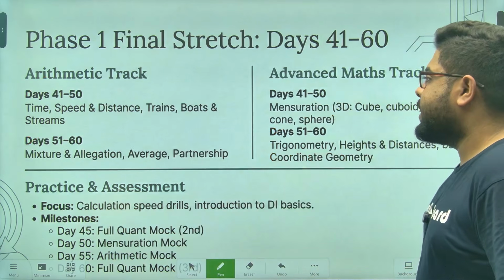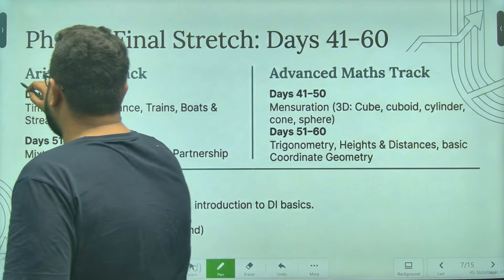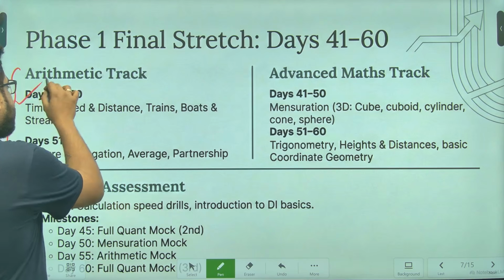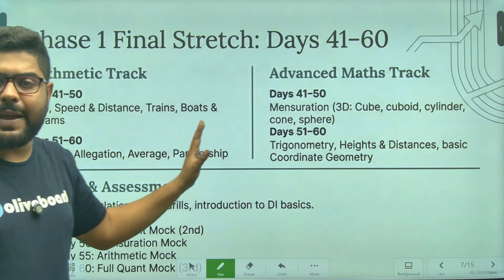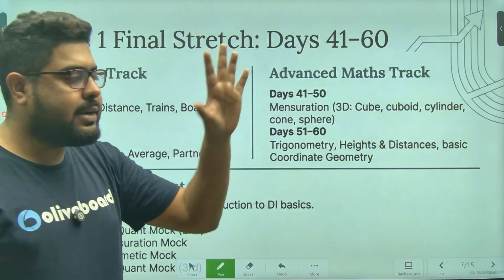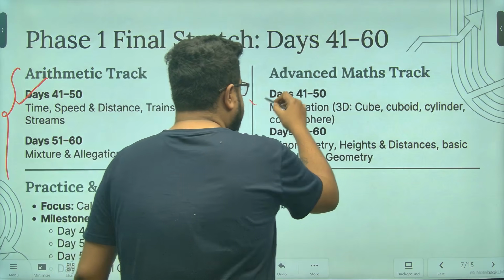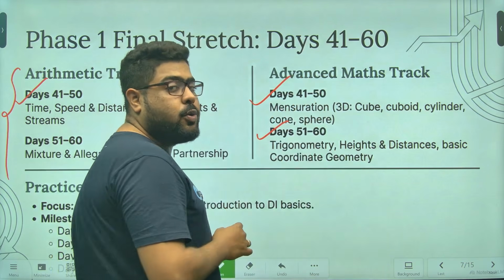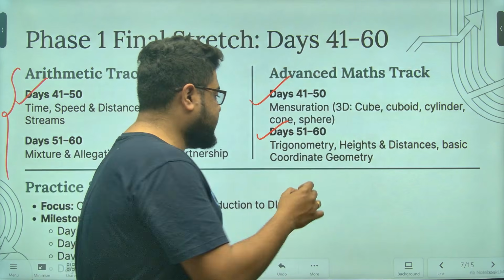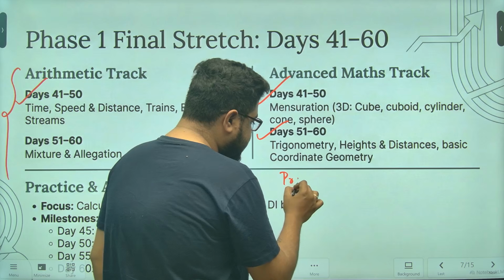Moving on, sir. Now again, last phase, day 41 to 50. Again, the remaining whole time, speed and distance package, including races and everything. Circular motion, linear race, everything. And 3D mensuration, trigonometry, the whole trigonometry. And the basics of coordinate geometry and probabilities, sir.